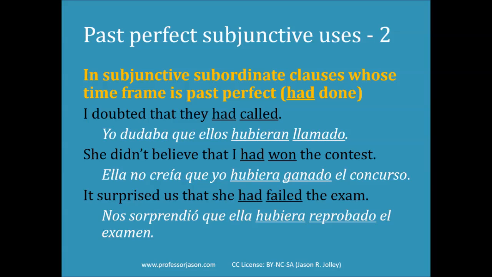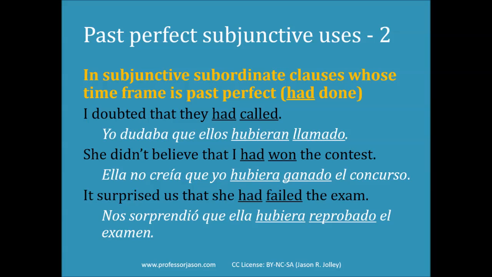So let's look at some examples that illustrate this subordinate clause use of the past perfect subjunctive. I doubted, that's in the past. That's my main clause verb. That triggers the subjunctive. I doubted that they had called already. Yo dudaba que ellos hubieran llamado. Dudaba que ellos hubieran llamado. She didn't believe. That semantic meaning in that main clause means that what comes after it needs to be expressed in the subjunctive mood, right?